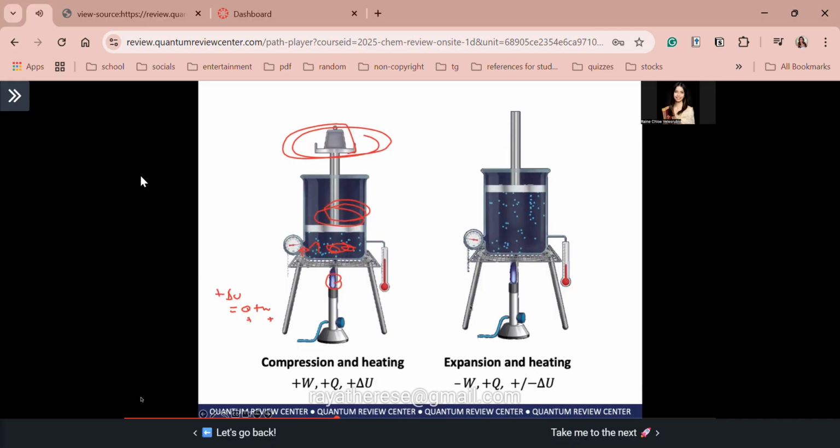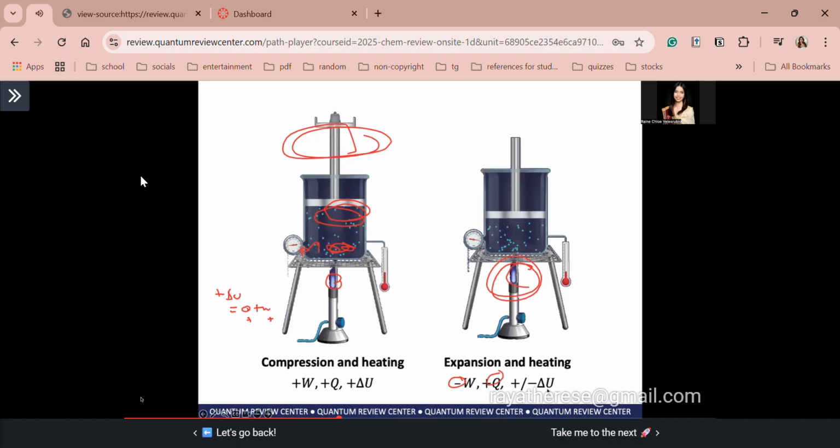Next scenario, here we have expansion of a gas and heating. So here, guys, yung gas nag-expand siya. Okay? Again, yung gas nag-expand siya. So work is being done by the system because the gas is expanding. Therefore, work is negative. Next, Q is positive because heating is being done on the system. So Q is positive. Tapos, ang sign ni delta U will depend on the magnitudes of Q and W. Okay? Since ito negative, since ito positive. Pero depende pa rin yan, guys, kung ano ang magnitude ni Q and W. Okay?